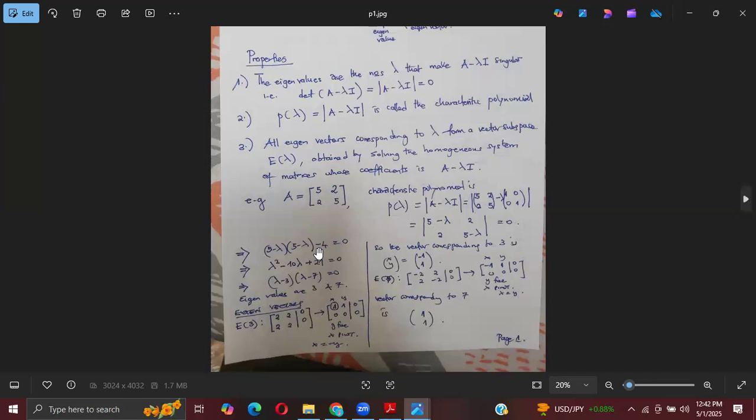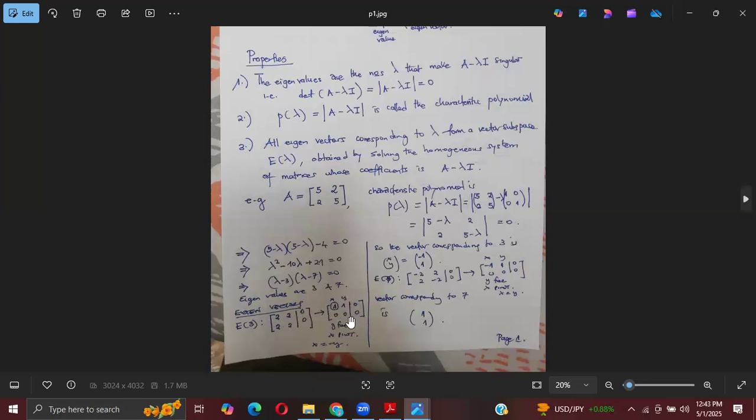Very good. Now for the eigenvector for the eigenvalue 3, we do the same thing. For the eigenspace for 3, we set 3 here: 5 minus 3 gives 2, so we have 2, 2, 2, 2. The same equation is repeated, 2x plus 2y is 0, so subtracting the first equation gives 0, 0. If you divide the first by 2, you get 1, 1, 0.